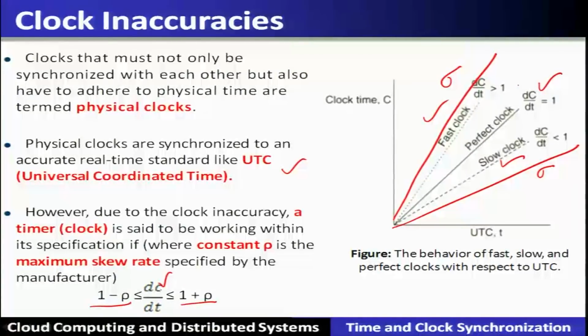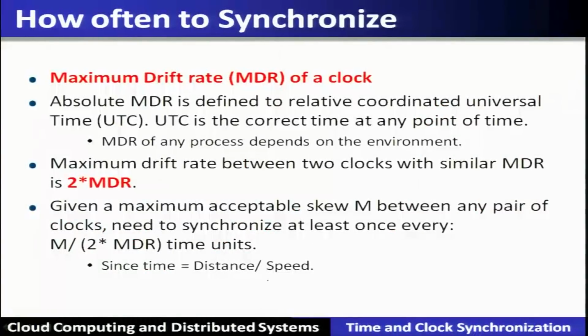that means between 1 minus rho and 1 plus rho, then this is acceptable as far as the manufacturer is concerned, but beyond that it needs to be designated as clock inaccuracies. Now, the question is how often you need to synchronize the physical clocks. That depends upon a parameter which is called the maximum drift rate, MDR, of a clock.